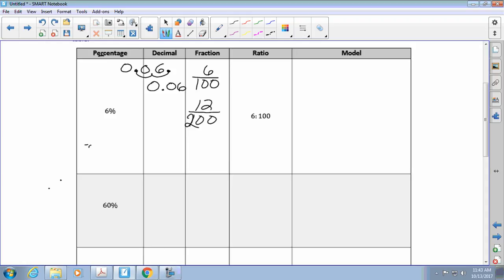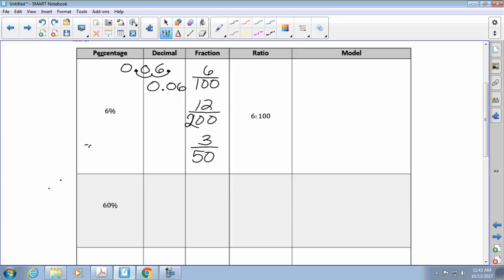Can anyone scale 6 over 100 down? Michael. 3 over 50. Very good. Let's see if Michael is telling us the truth. So take 3 and divide it by 50. Let's see. Cam goes, yes. I'm getting a thumbs up from Cassie. Is it the same? Yes, it is.